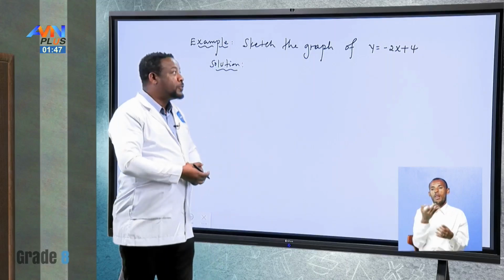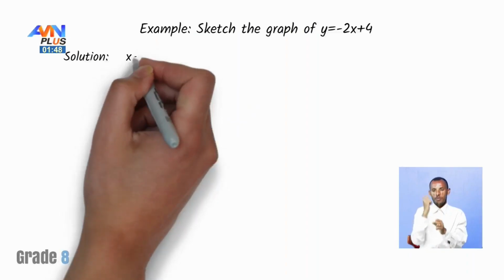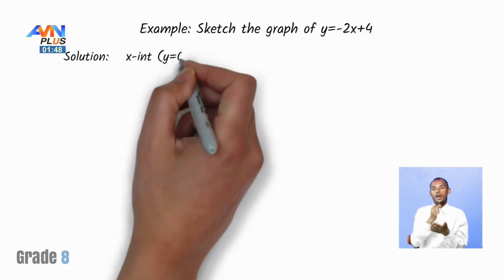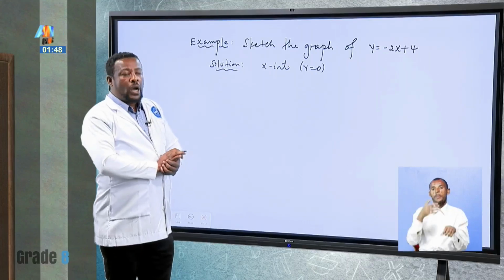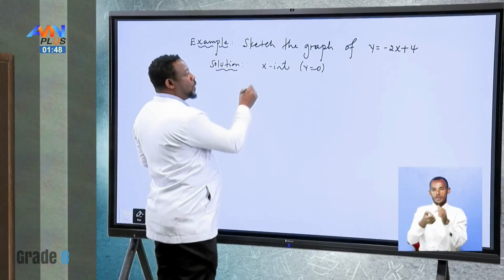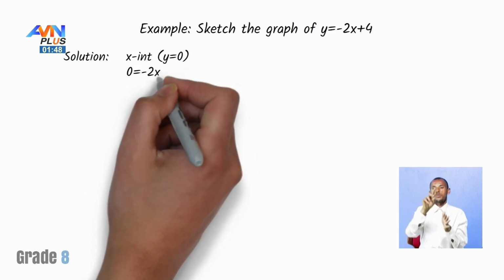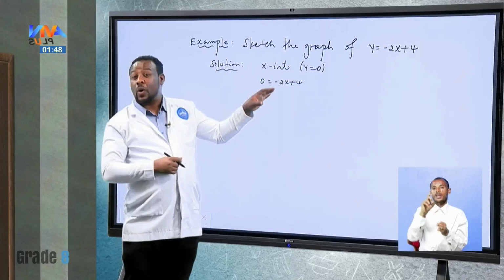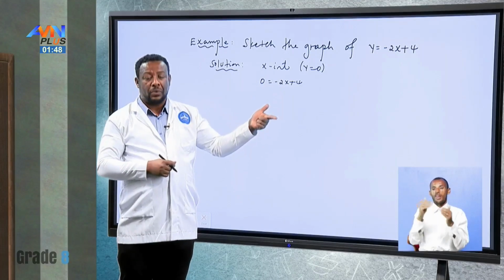Well, if you say y is equal to 0, you are correct. So to find the x-intercept, take y is equal to 0 and substitute in the equation. So whenever we substitute y is equal to 0, the equation becomes 0 is equal to minus 2x plus 4. Okay? So finding the x-intercept requires finding the solution of this linear equation, right?